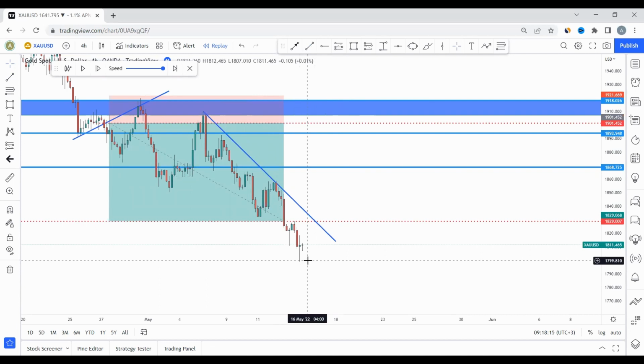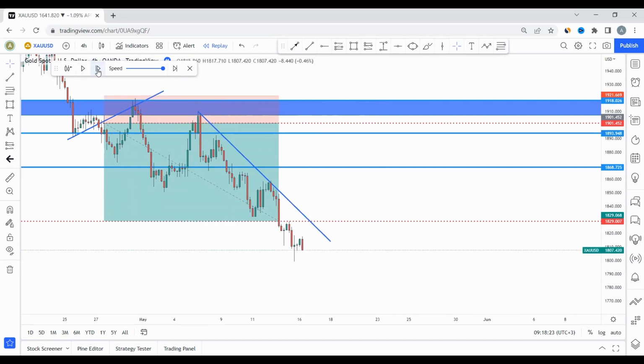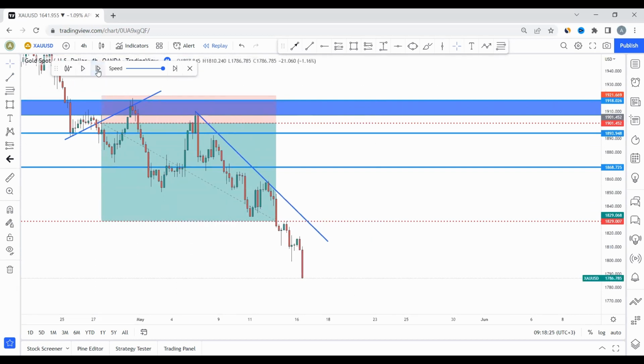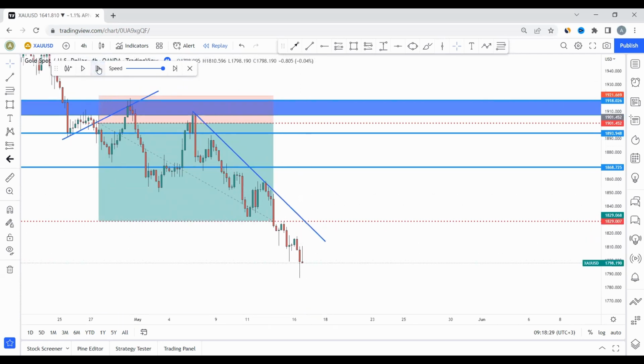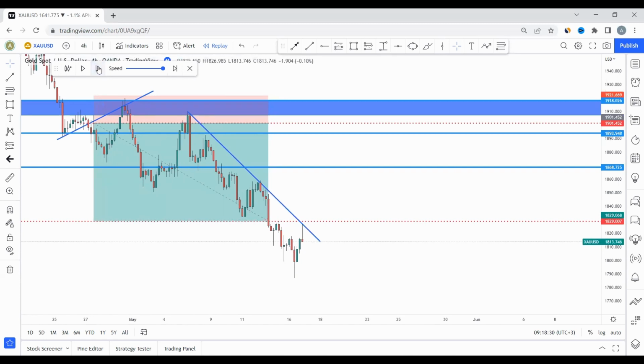And also now, what's the next thing that we want the price to communicate to us, that we are no longer interested in going down, but want to go up? So let's play until that point where the market gives us at least a communication that it's no longer interested in going down. Still, the market is pushing down, so we're not yet interested in it.